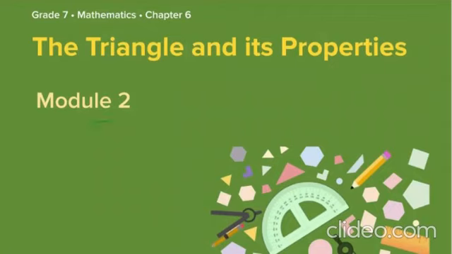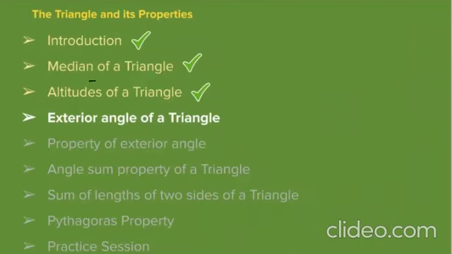And today we are here with our session number 2 for your mathematics chapter, that is triangle and its properties. So, today is our session number 2. And as you guys know, in our last session, we had discussed about the median and the altitudes of a triangle, isn't it? So, today we are here with doing the exterior angle of a triangle, properties of exterior angle, and angle sum property. So these three subtopics we are going to cover today.